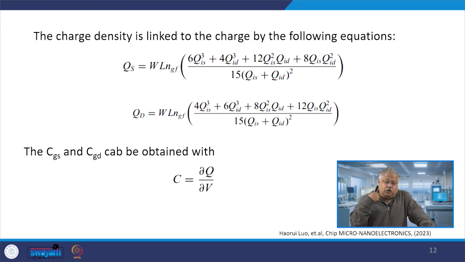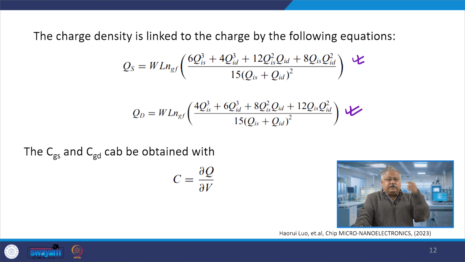Now, as I told you at the very start, this is a charge based model. In the charge based model, we use a charge partitioning technique, just as we do in a bulk MOSFET, and divide the charge into source charge and drain charge. The source charge is given by the first expression, the drain charge is given by this expression, and the values of CGS and CGD are given by del Q del V at that particular point.